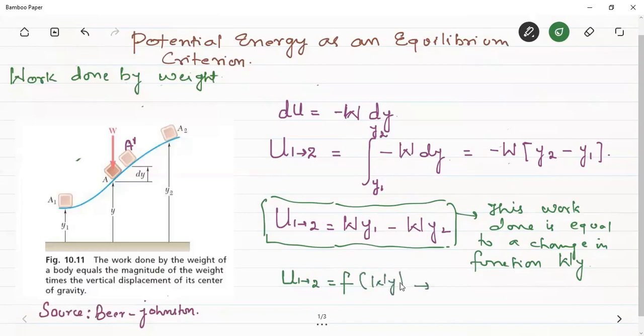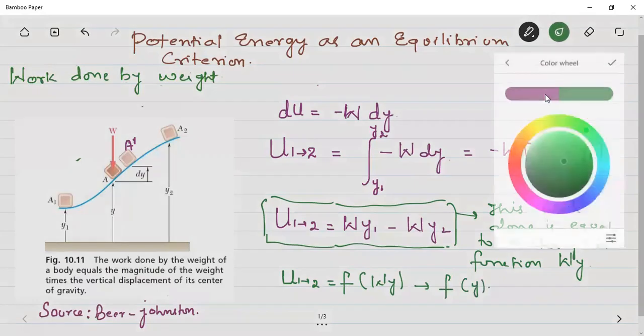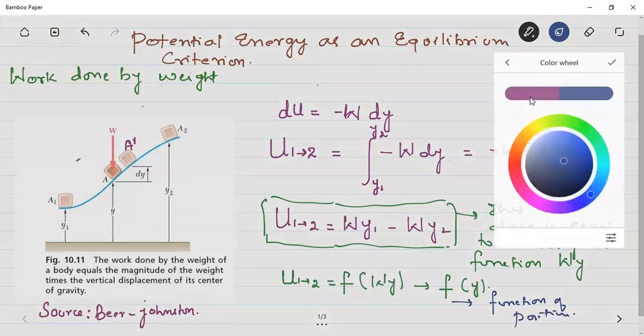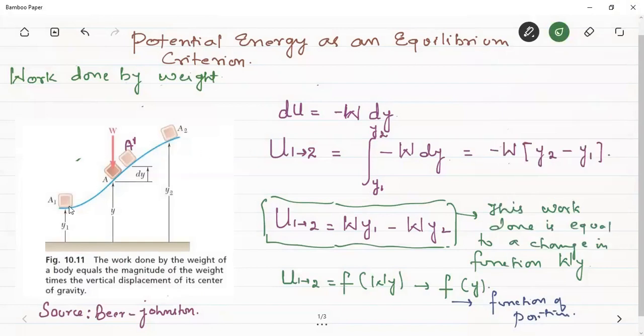Wy, in which W is a constant, therefore it is actually the function of y. That is, this work done is the function of position. So it does not depend upon the path. Let me take another path. If I consider this to be another path from position A1 to A2, if I move the block along this path, then the work done still would have been Wy1 minus Wy2.